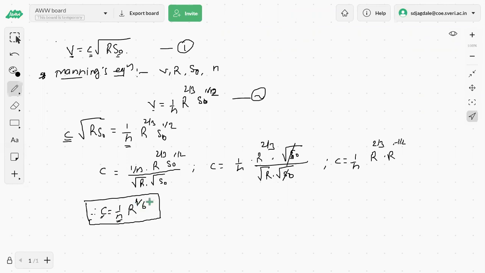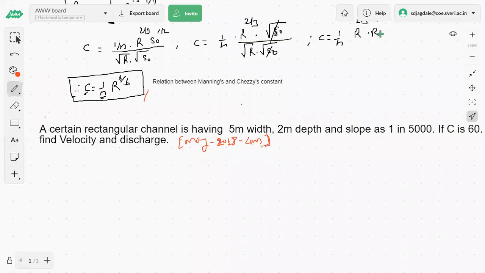Okay, this is the relation. Now what we'll do, we'll go for the examples related to the Chezy's equation and Manning's equation. Now consider the example related to the Chezy's and Manning's equation. First we'll go for Chezy's.